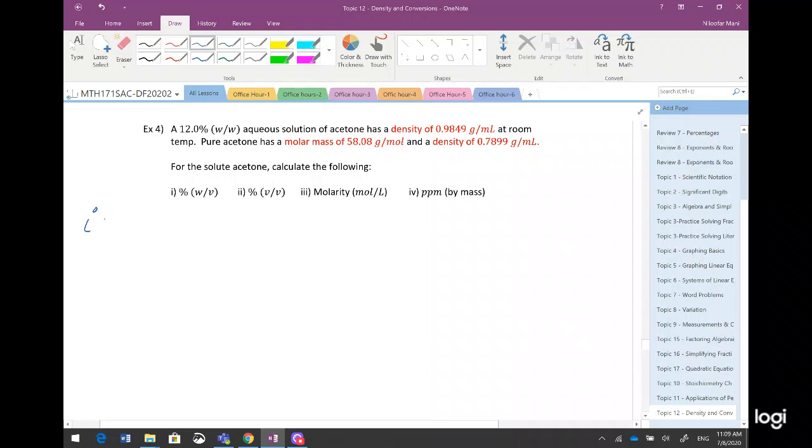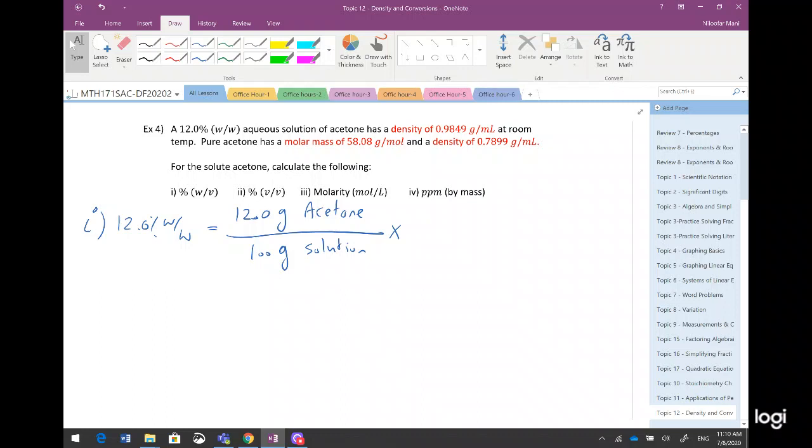I start from this: percent W over W means 12 gram acetone over 100 gram solution. Okay, I want to go to W per V, so I need to change the bottom. I need to change solution. I need to use density of solution in order to go to volume.